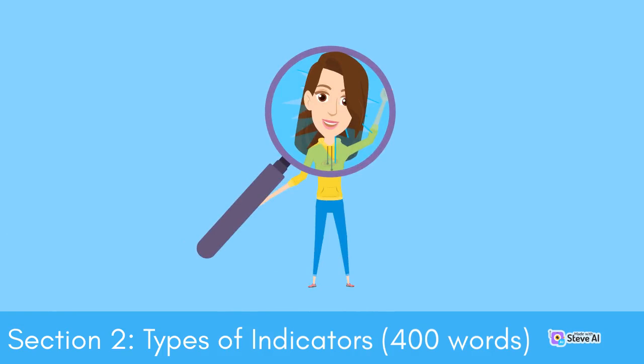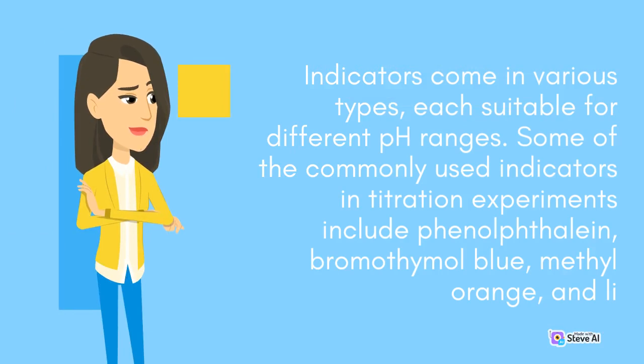Section 2, Types of Indicators, 400 words. Indicators come in various types, each suitable for different pH ranges. Some of the commonly used indicators in titration experiments include phenolphthalein, bromothymol blue, methyl orange, and litmus.